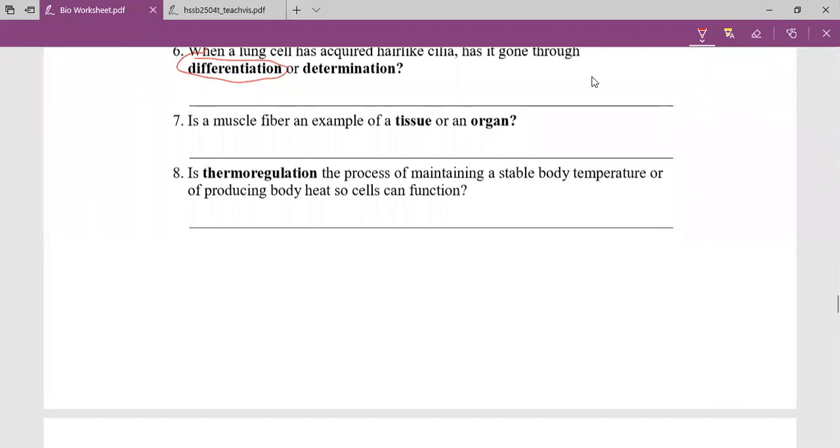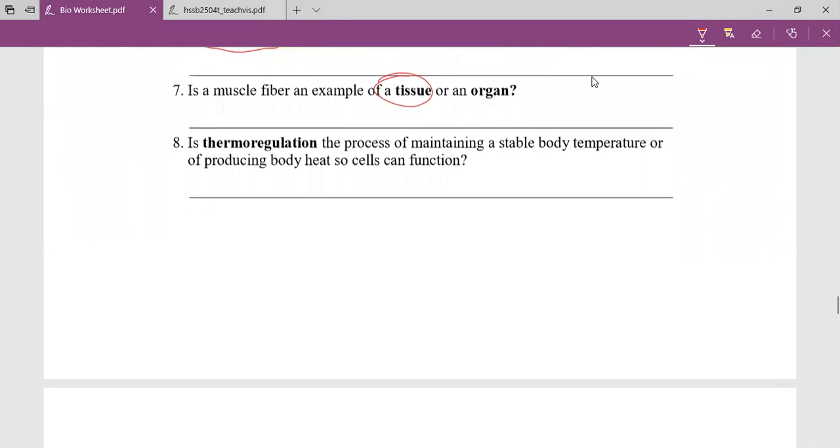Now, is a muscle fiber an example of tissue or organ? Tissue. Is thermoregulation the process of maintaining a stable body temperature or producing body heat so that cells can function? Yes, maintaining body temperature.